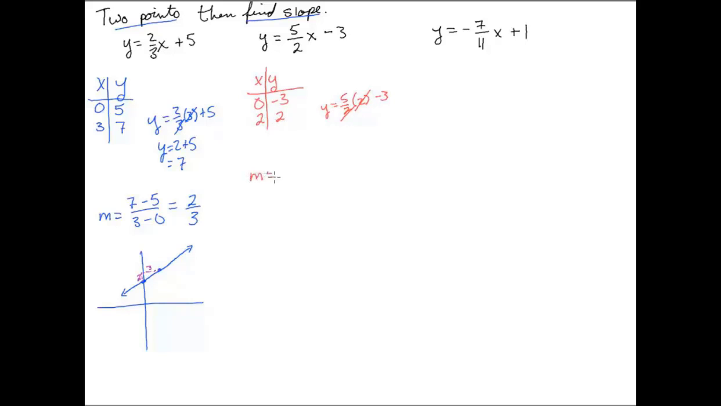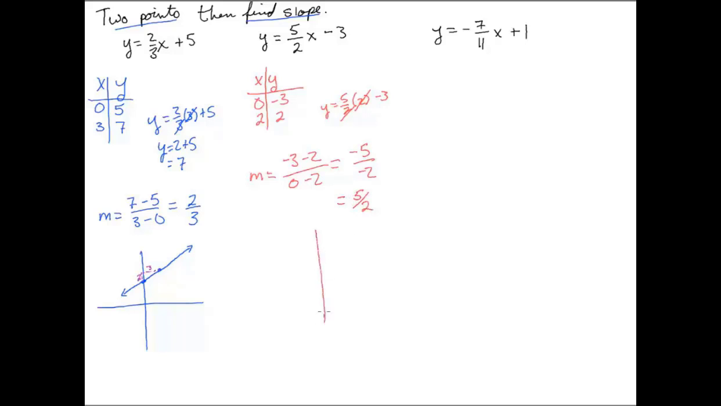Now to find the slope, we're going to go y minus y. Let's do negative 3 minus 2 over 0 minus 2. So we took y1 minus y2 this time. 0 minus 2, and that gives us a negative 5 over a negative 2. That simplifies down to 5 halves.